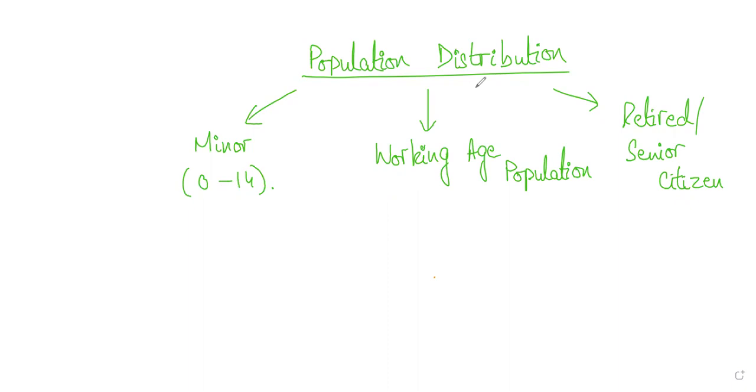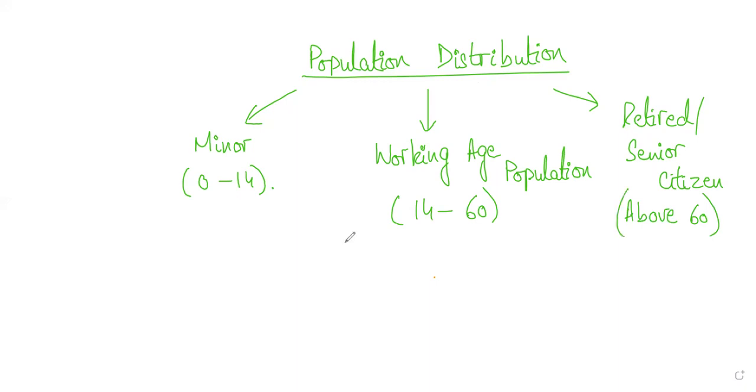So a minor is below the age of 14. Working age population, then in that case, would be anyone above the age of 14 till 60 years, because after 60 you retire. Above 60 would be retired citizens and so on. Is everyone clear on this? Are we good on this?